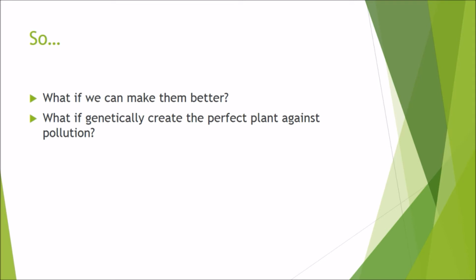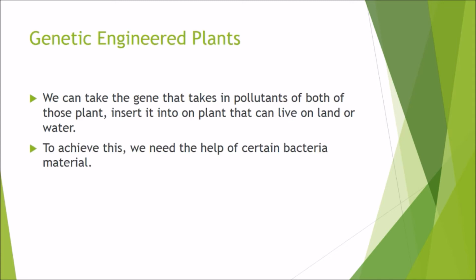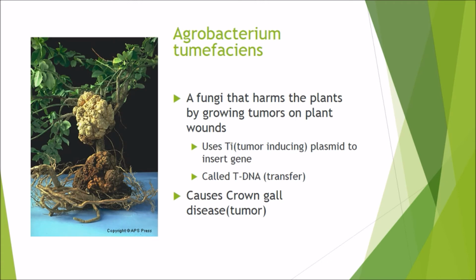The real question for this environmental problem is that it is just not enough. So what can we do to solve this problem? What if scientists can improve these plants? What if we can genetically create the perfect plant against pollution? The purpose of genetically engineered species is to benefit humanity, if this is the right way to say it. We can take the gene from the poplar tree and myriad leaf to create the perfect plant, but in order to do that, we'll need the help of certain bacteria.